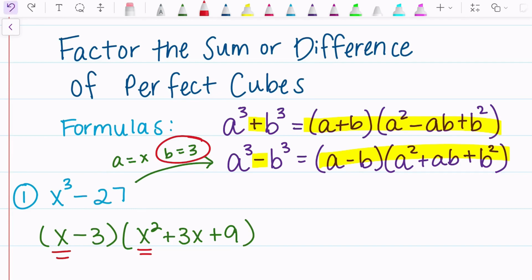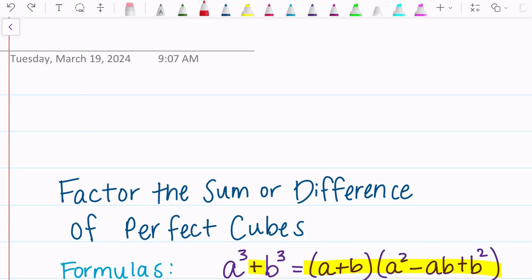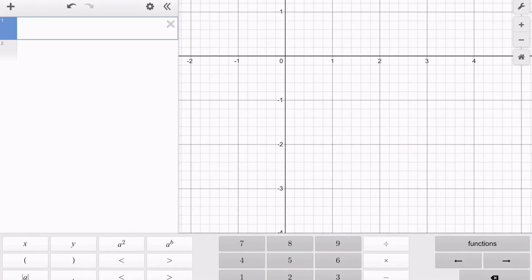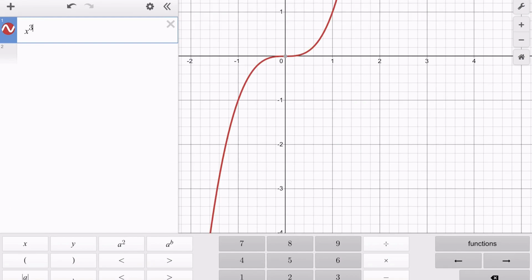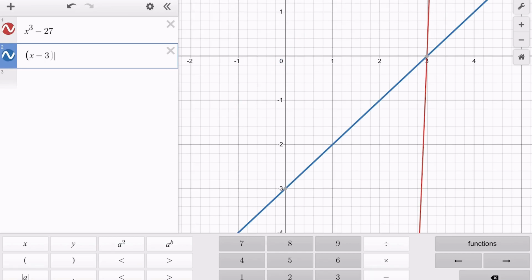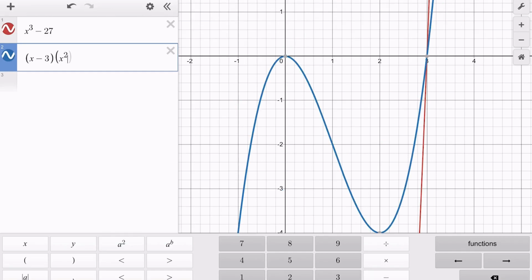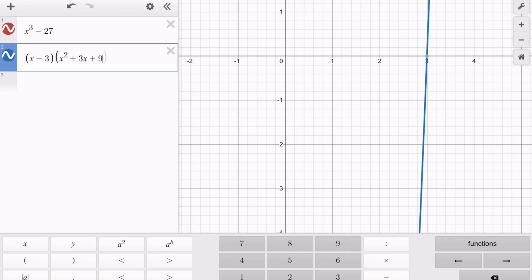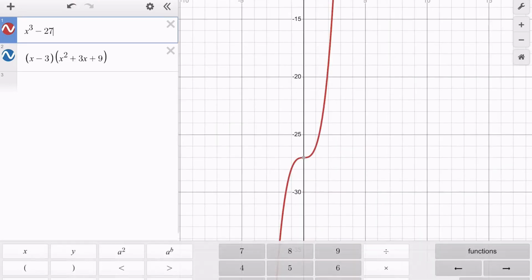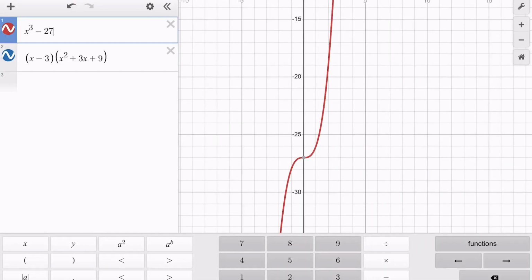Now, in order to check this, you could redistribute. You can also put it in your calculator to check to make sure that they're the same thing. If I go to either a graphing calculator, y equals, or my Desmos calculator, I'm going to do x to the third minus 27, and then type in what I got, x minus 3 times x squared plus 3x plus 9. And if my two different graphs overlap, which they do, then I factored correctly, because factored form is just a different form of standard form.